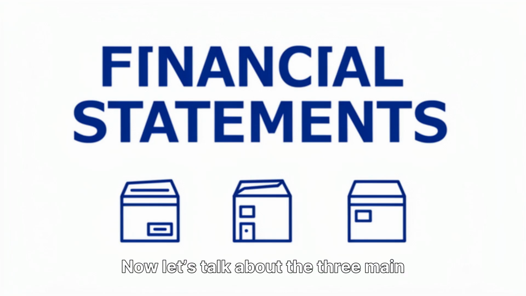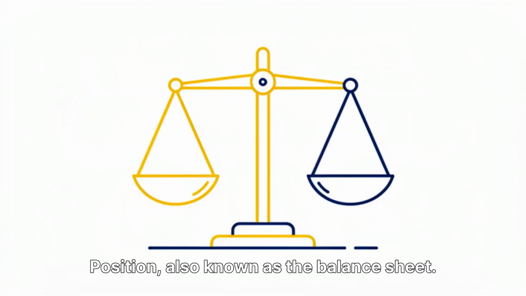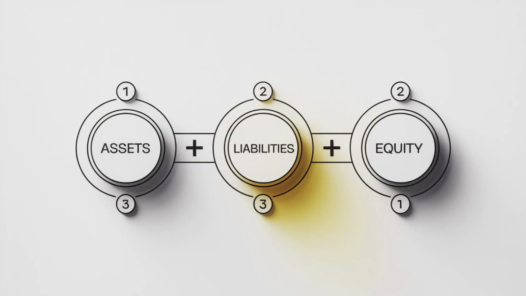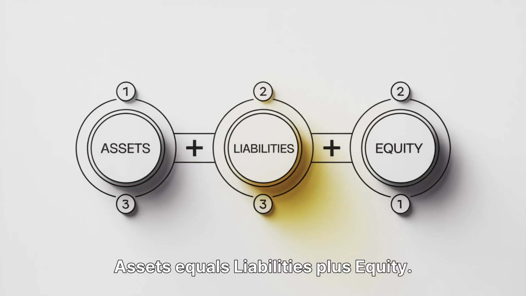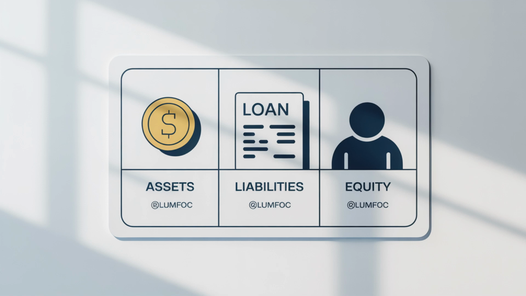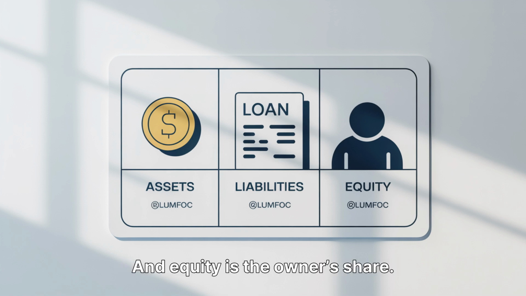Now let's talk about the three main financial statements. First, we have the Statement of Financial Position, also known as the balance sheet. This shows what the business owns and what it owes. We use a very important equation here. Assets equals liabilities plus equity. Assets are things the business owns, like cash or inventory. Liabilities are obligations, like loans. And equity is the owner's share.